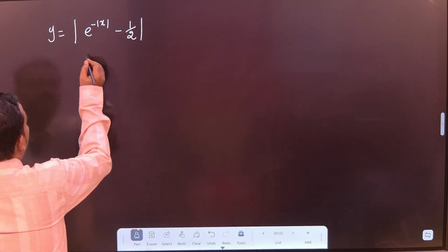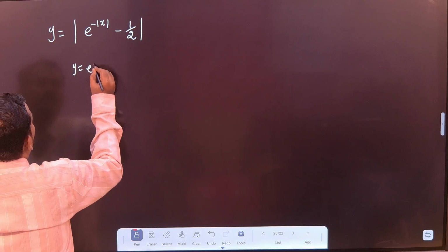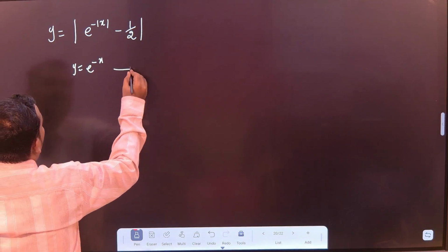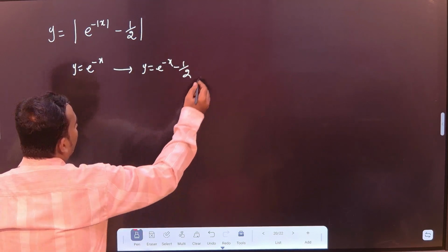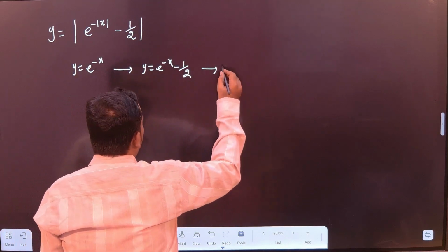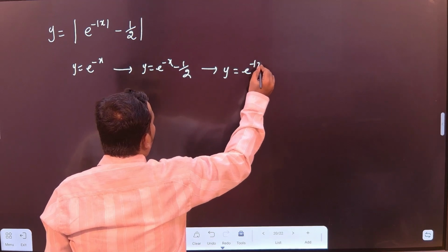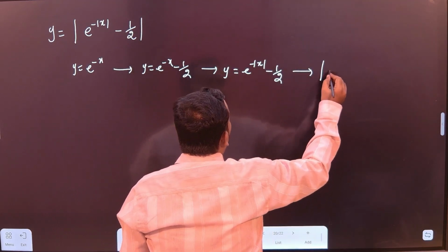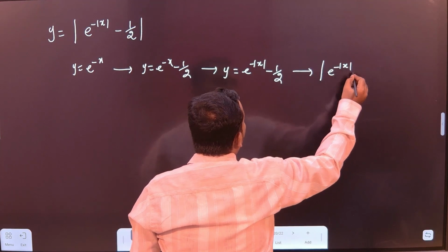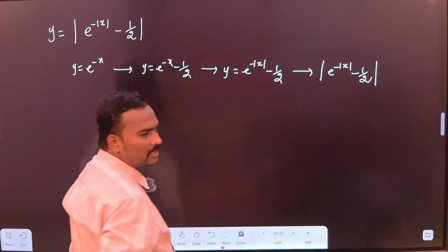First you have to write the transformation. First, y is equal to e power minus x you can draw. And then y is equal to e power minus x minus 1 by 2 you can draw. And then replace x by mod x: y is equal to e power minus mod x minus 1 by 2. And then you can apply the whole modulus of e power minus mod x minus 1 by 2.